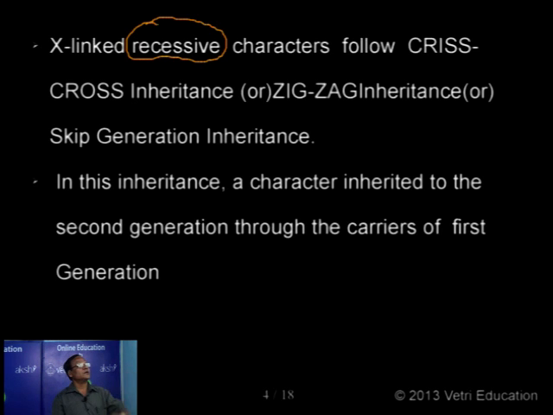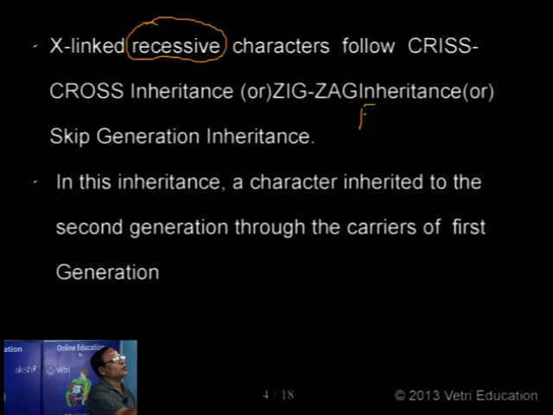The X-linked recessive characters follow a crisscross pattern of inheritance, or zigzag inheritance, also called skip generation inheritance. What is the meaning of that? Suppose the father has a particular character. That character is passed on to the second generation, namely the grandson, only through his daughter. There is no direct transmission of characters from male to male or from female to female. There is a mediator. So the sex-linked character from the father is transmitted to his grandson only through his daughter of the first generation. That is known as skip generation, as it happens father, daughter, son, or mother, son, daughter. It takes place in a zigzag manner.